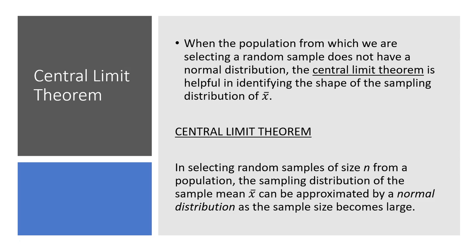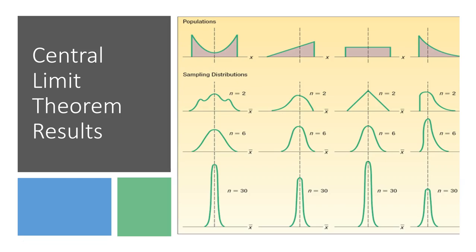So when you take a random sample from a population that does not have a normal distribution, the central limit theorem can be helpful in identifying the shape of the sampling distribution of the sample mean. Formally stated, the central limit theorem states, in selecting random samples of size n from a population, the sampling distribution of the sample mean, x bar, can be approximated by a normal distribution as the sample size becomes large.